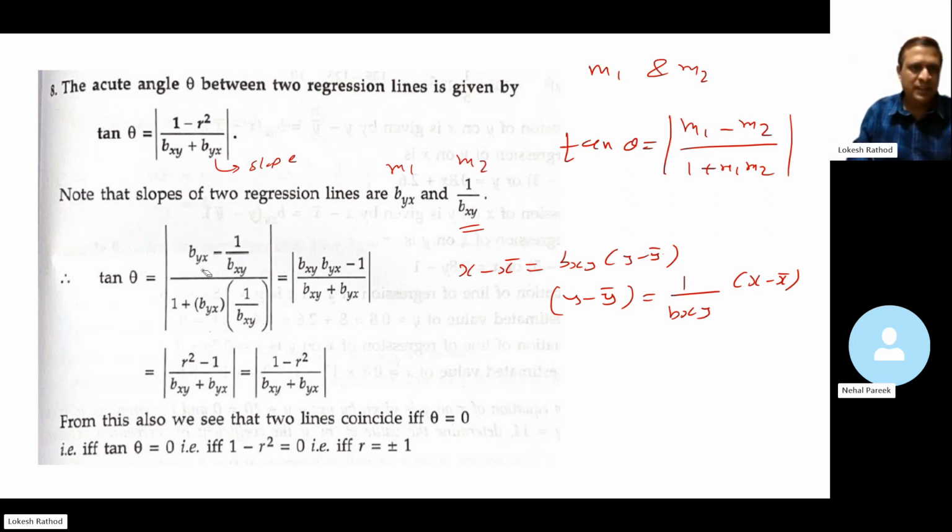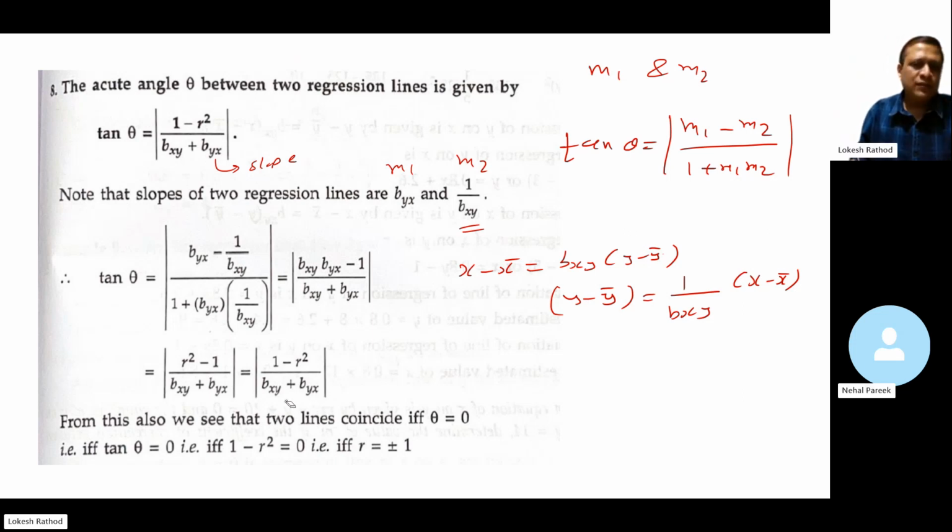And then you plug it over here. So you simplify this. The bxy times byx is r square, and the numerator gives r square minus 1. So either you write r square minus 1 or 1 minus r square, but since r square is always less than 1, we are writing 1 minus r square. So this is the formula. Correct?